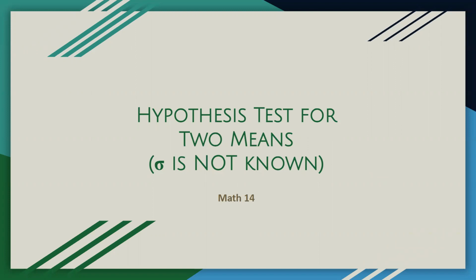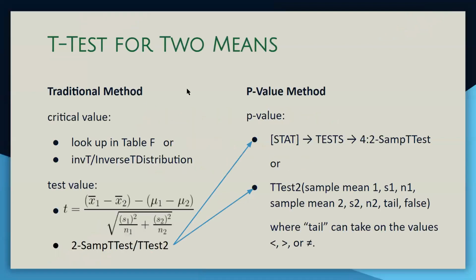Today we're talking about hypothesis testing for two means where the population standard deviations are not known. Just like hypothesis tests for a single mean or confidence intervals for a single mean, when we don't know the population standard deviation, we need to use a student t-distribution. So these are going to be t-tests. Just like the t-tests we've talked about before, you're looking up your critical values in table F, or you're using inverse t distribution on your calculator or computer.